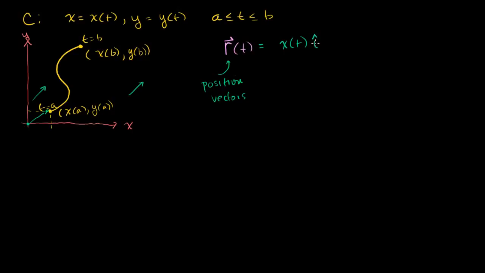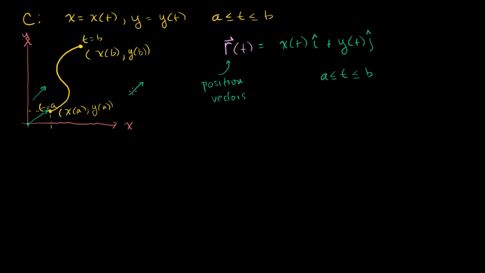That just says it's a unit vector, plus y of t times j. If I was dealing with a curve in 3 dimensions, I would have plus z of t times k. But we're dealing with 2 dimensions right here. And so the way this works is, for any t, and still we're going to have t greater than or equal to a, and then less than or equal to b. And this is the exact same thing as that.